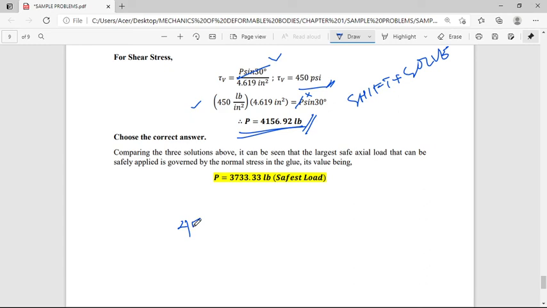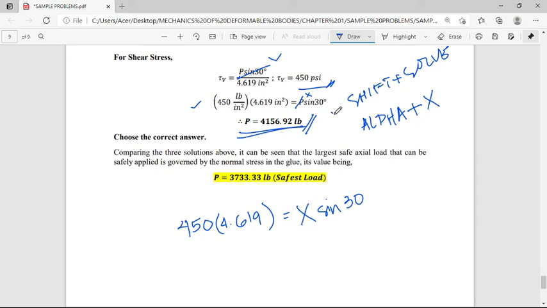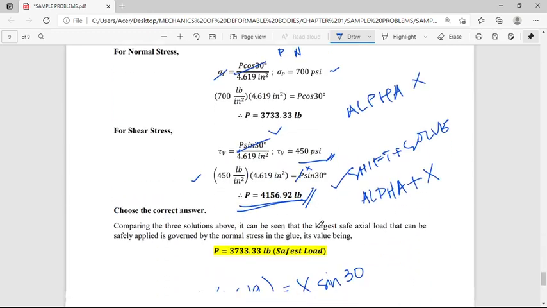So, you can input this in the calculator like this: 450 times 4.619 equal to alpha x sine of 30. For this x, just press alpha, plus the button on the calculator with the red letter X, and this X will appear. Then press shift plus solve, and it will ask, solve for X equals. Just press the equal sign, and this answer will appear. Try it also on the other one and on the earlier one.